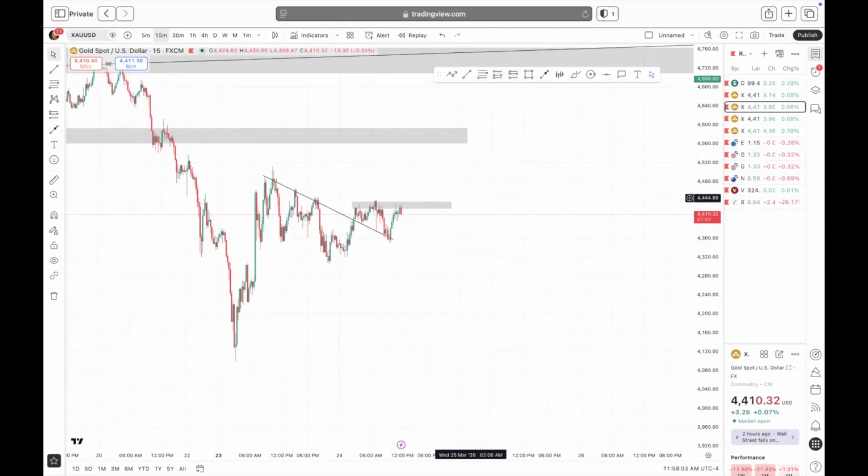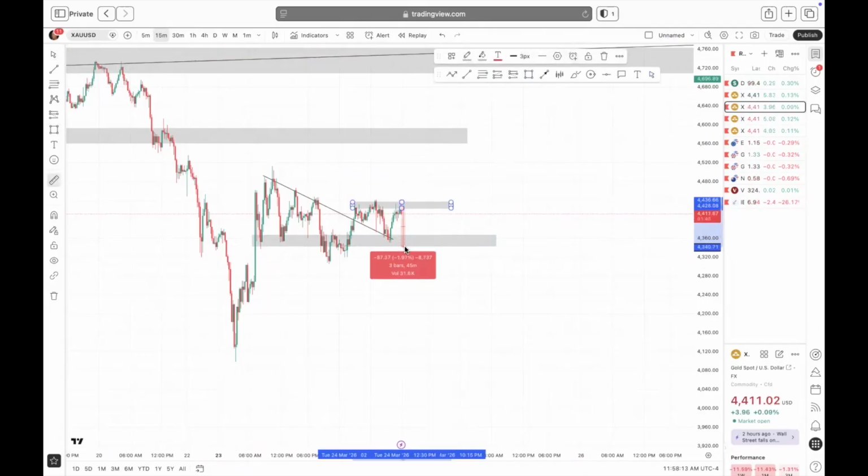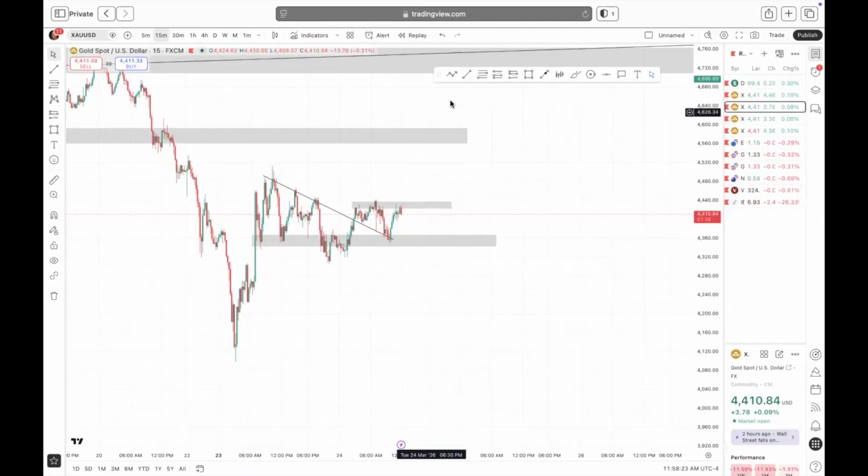If you don't get the break and retest out of the zone, and we actually start to break below here, you can look for a selling opportunity. But don't play in this. Okay, this is 800 pips. You don't want to mess your account up. Come out of the zone.